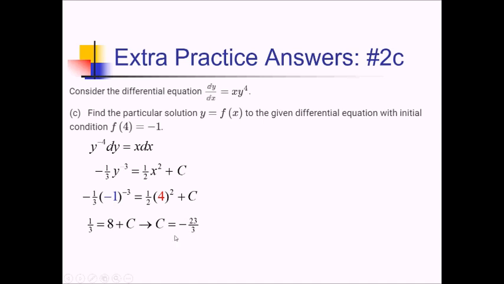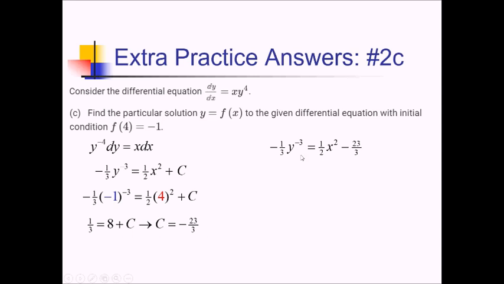So now we have to go back and plug that in for c into my general solution up here. So I can write -1/3 y to the -3 equals 1/2 x squared minus 23/3. What a mess. We're still not even there. We still have to get y by itself. So to do that, I'm going to do a whole bunch of algebra and simplifying.